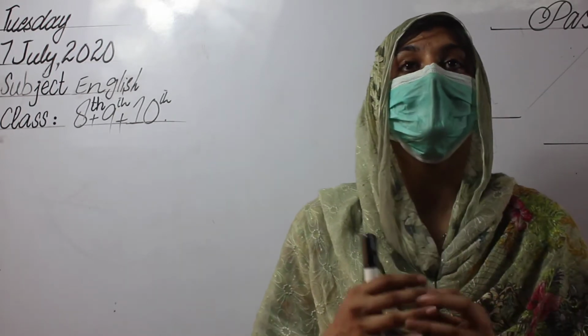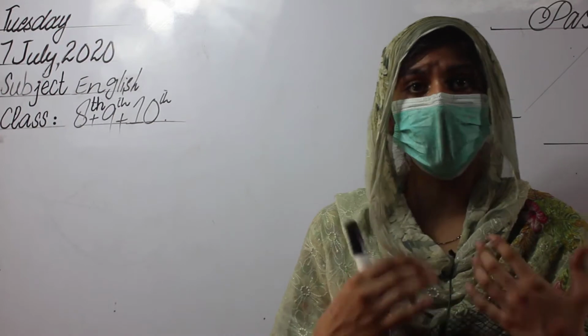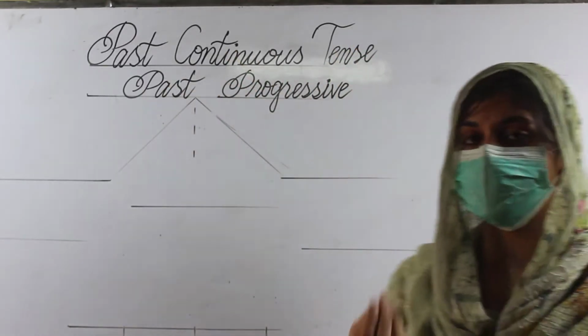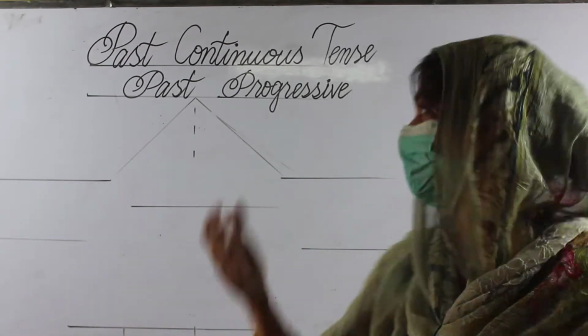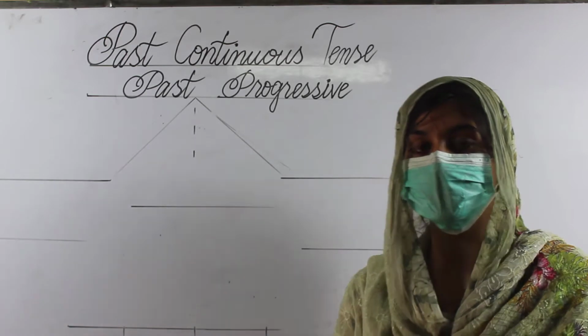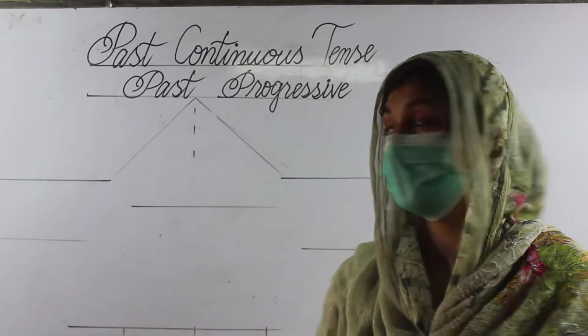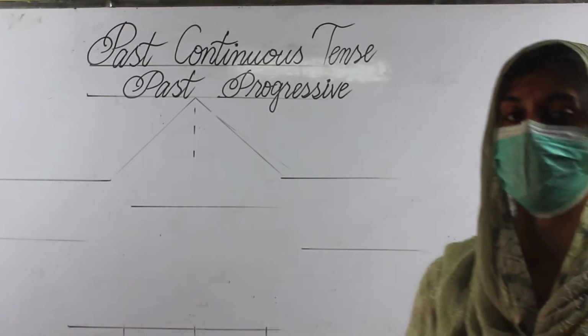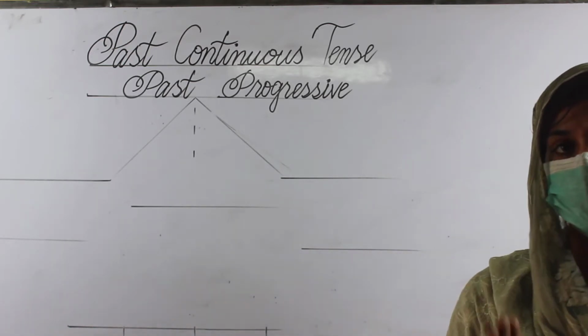First of all, what is the meaning of the past? The past continuous tense, as you know, the past means something that happened, continuous means that something is continuing. If we compare the past continuous with the simple past, then how can we differentiate?